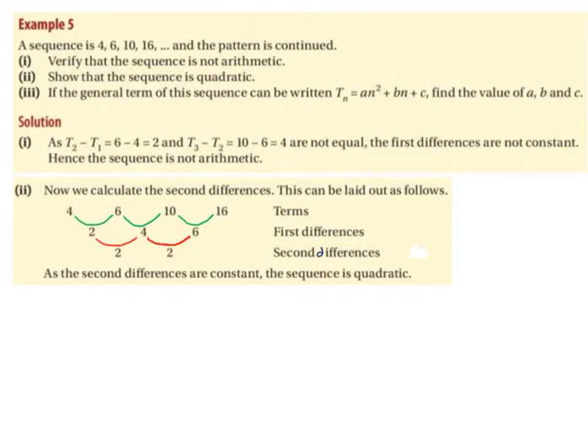To get from 2 to 4 we're adding 2. To get from 4 to 6 we're adding 2. These 2's are known as the second differences. Since the second difference is constant, they're both 2, the sequence is quadratic.